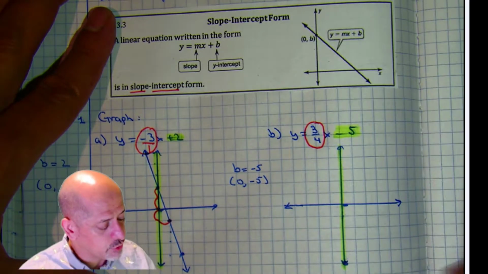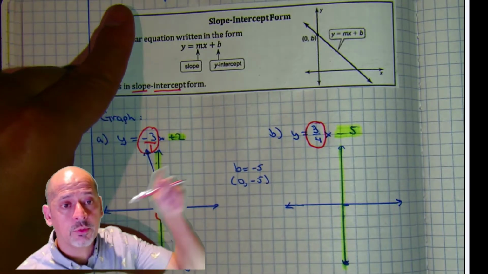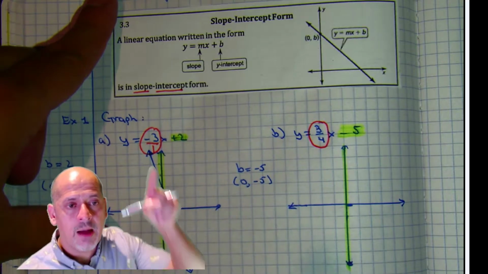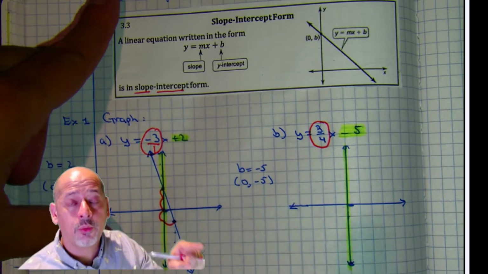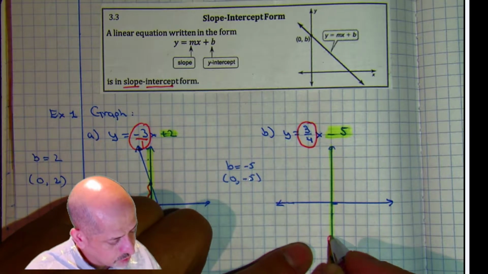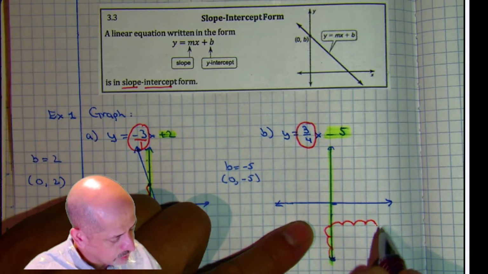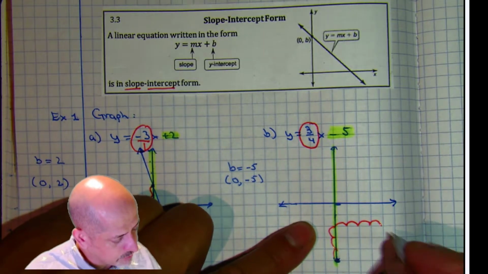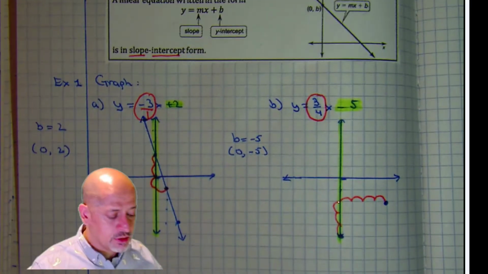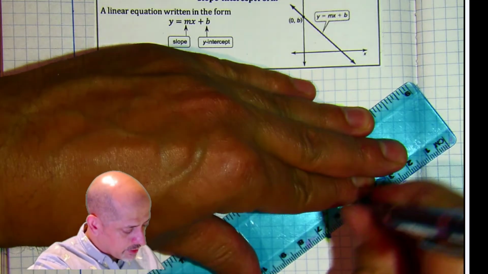So therefore, from this point, I'm going to go up 3 and to the right 4. Remember, you always go up and to the right or down and to the right. So 1, 2, 3, and to the right 4. 1, 2, 3, 4. So therefore, that is my other point. There's no more space to make another set of points. So therefore, I can just go and connect them, and that'll be my graph.